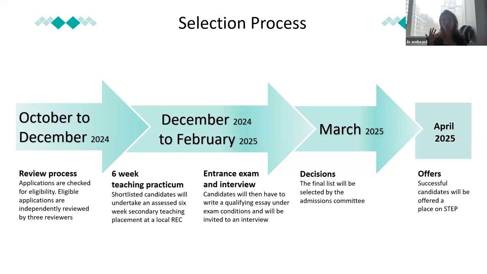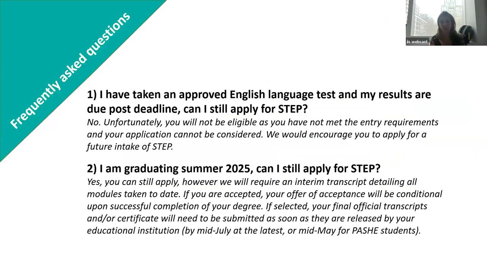Based on the outcome of that review, we'll get a shortlist. Those candidates will complete a 6-week teaching practicum. That would be from around December to February, somewhere within that window, depending on your exam. At the end of that process, you will complete an entrance exam and an interview. Final decisions will be made in March, and the offers will be sent out to candidates usually in early April. So we're expecting that to be completed by early April 2025.